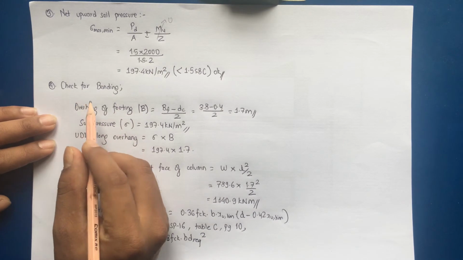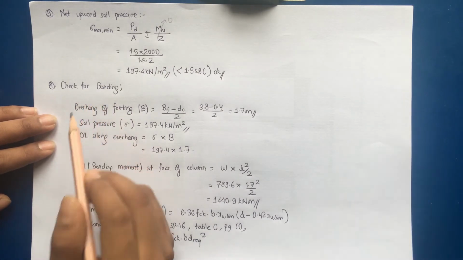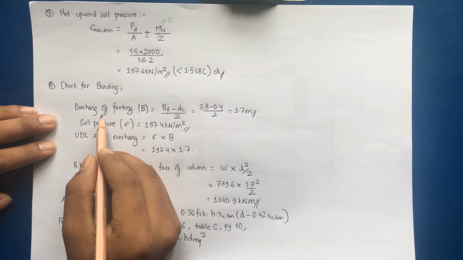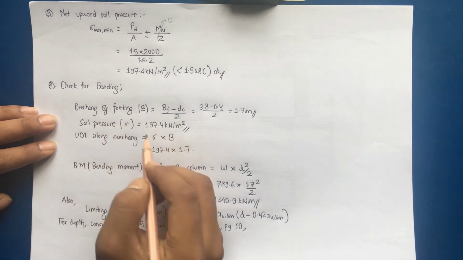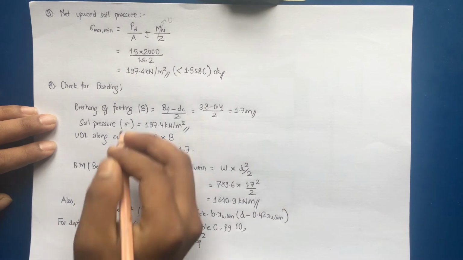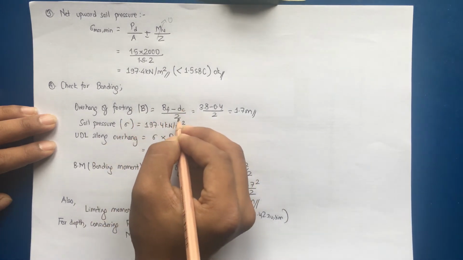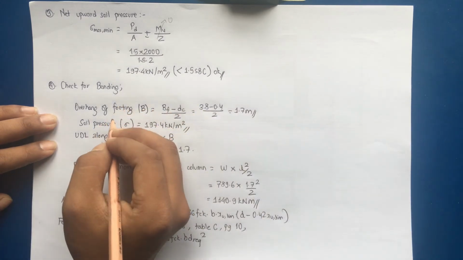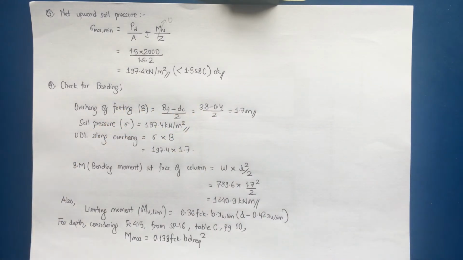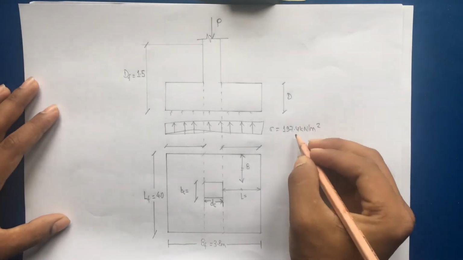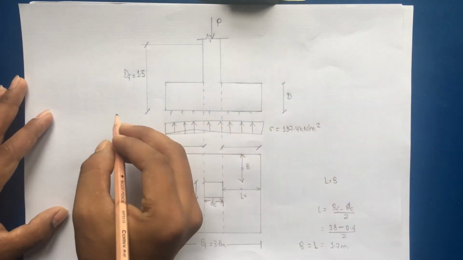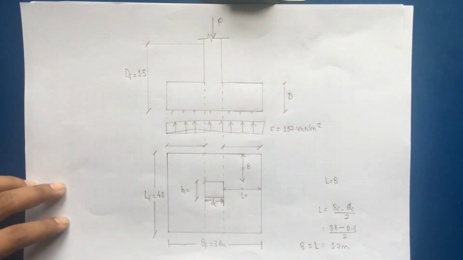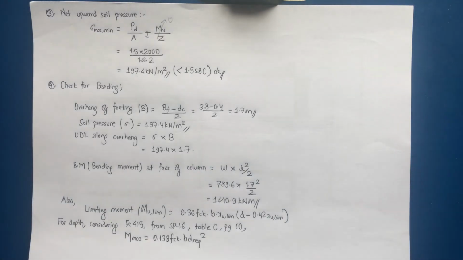Now the next step is to check for bending. Overhang of the footing is equal to BF minus DC by 2. This comes as 1.7 meter, that is the projection. Similarly, the swell pressure is 197.4 kilonewton per meter square throughout the base of the footing. But for bending, that we have to check.